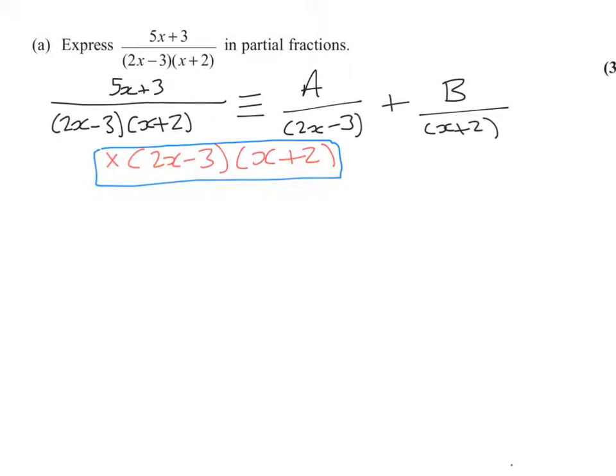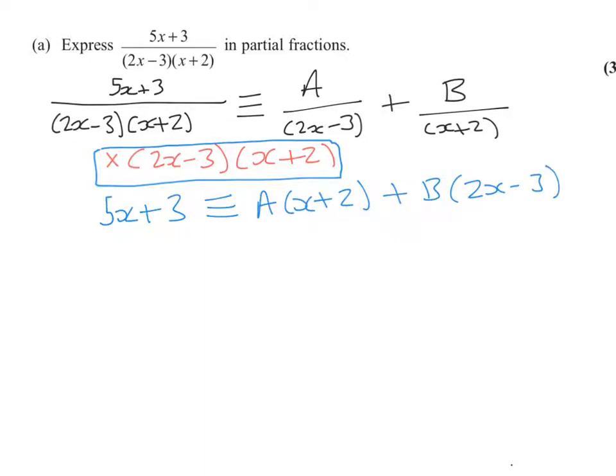Okay, so we're going to start off the process by multiplying both sides by this. That's the denominator of the original fraction. And let's see what that does. Well, that leaves us with, on the left-hand side, 5x plus 3, which is equivalent to a lots of x plus 2 plus b lots of 2x minus 3.